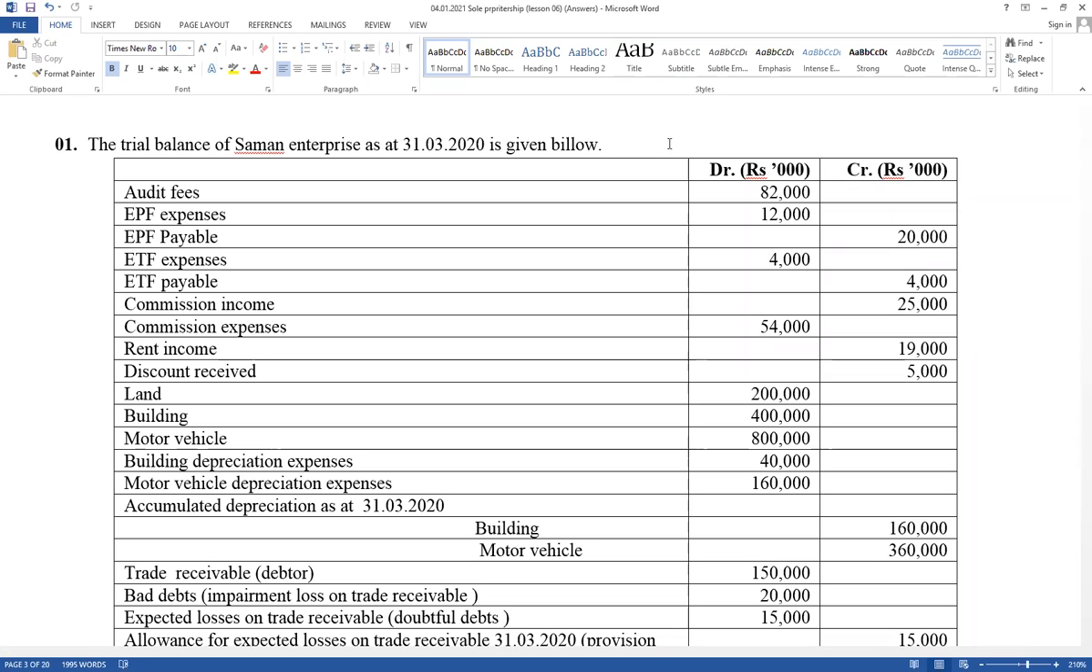That is the way we are going to provide information for sole proprietorships, for partnerships, for company, and for not for profit making organization. Therefore, you have to know how to prepare financial statements for each and every organization. Now I am going to discuss how to prepare financial statements based on the trial balance. We have discussed how to prepare a trial balance already.